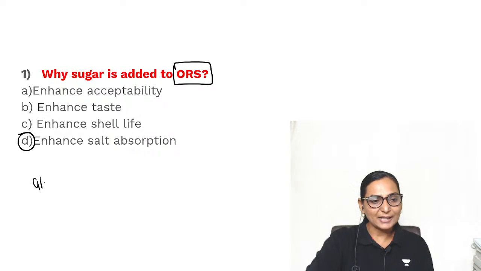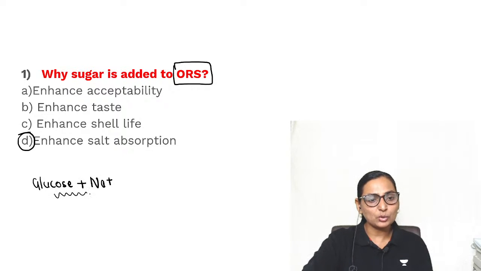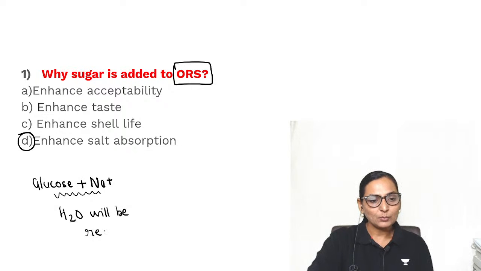Because we know that glucose needs sodium for its reabsorption. So when you add glucose to ORS, this glucose will also take sodium and there will be reabsorption of both glucose and sodium. Both of them will create an osmotic effect and water will be reabsorbed along with it. So just by adding sugar into ORS, you are increasing the reabsorption of salt as well as water.